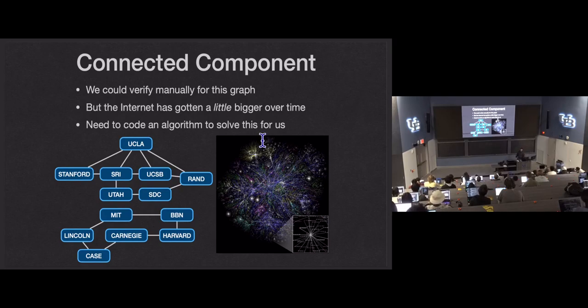If I have some IP address over here and some over here, I can't just visually verify that there actually is a connection between the two. We're going to want algorithms.